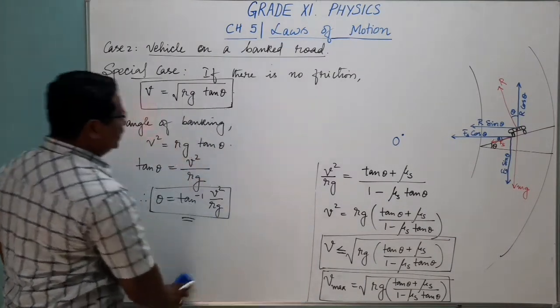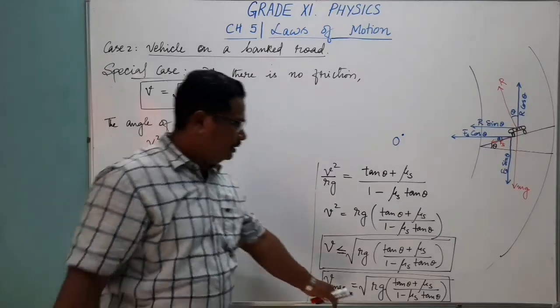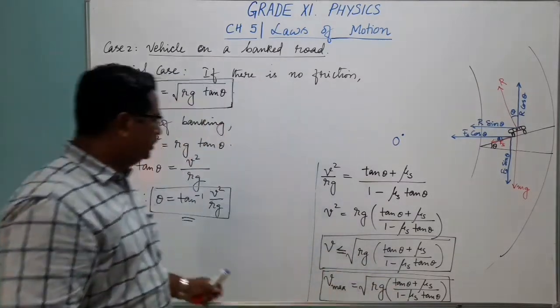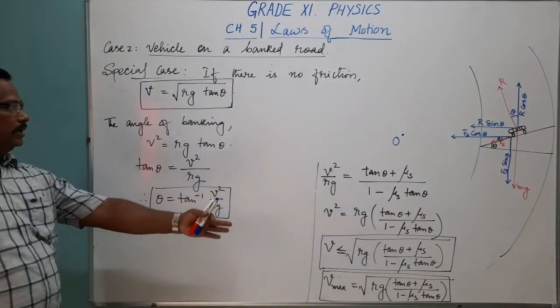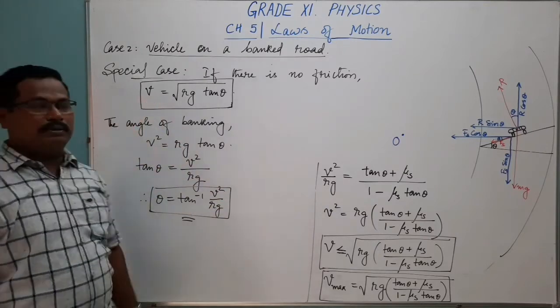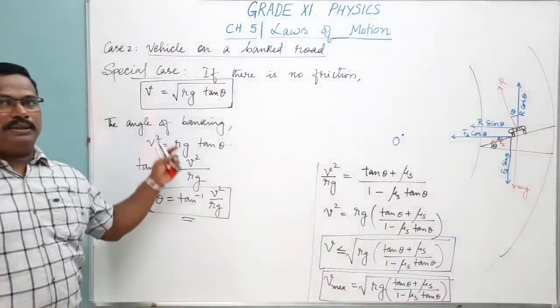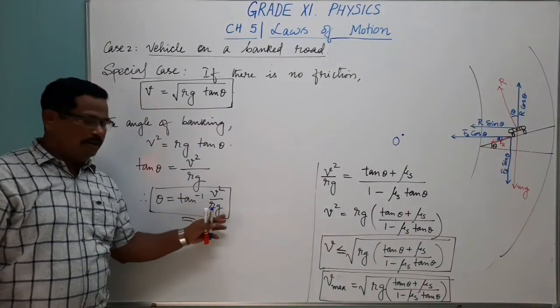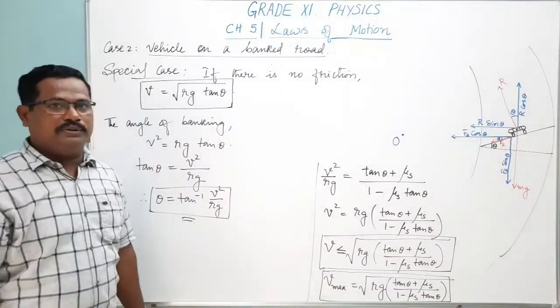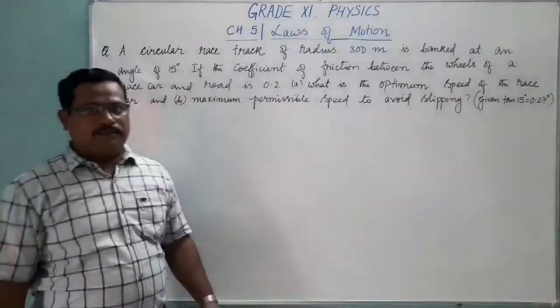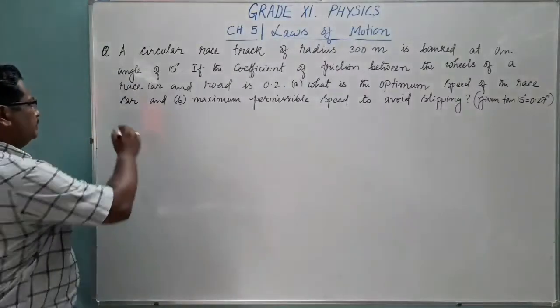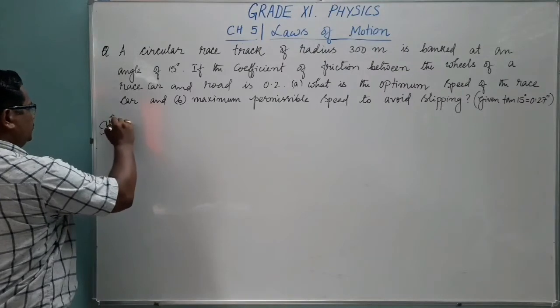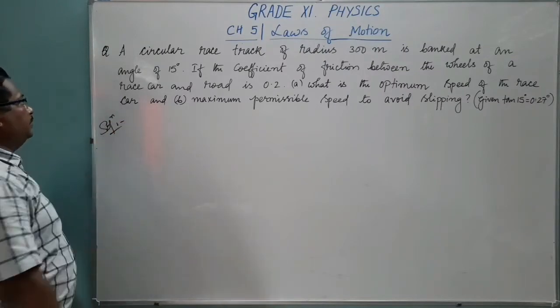So if you know the formula and put the values in the proper places, then you can calculate the maximum velocity at which the car can take the turn, the optimal velocity, that is without friction, and the angle of banking, provided you know v, r and g. Let's solve this simple numerical here. You have to solve many more questions related to the formulas that we have derived.